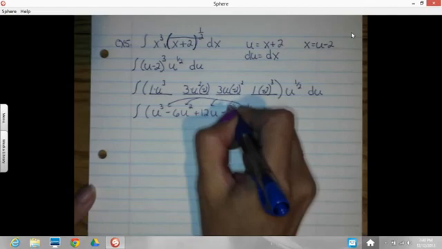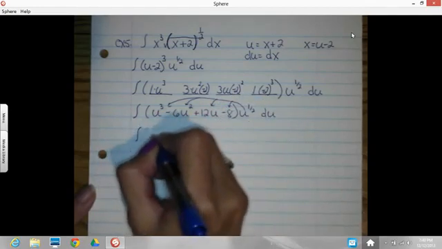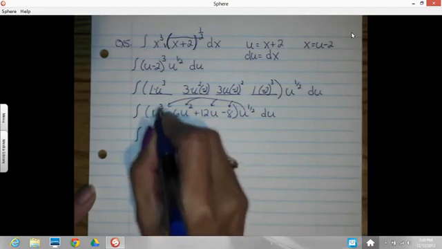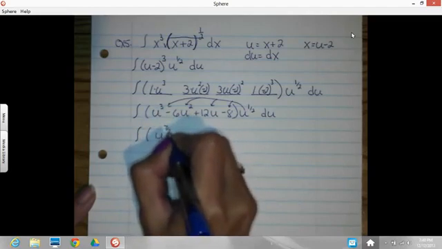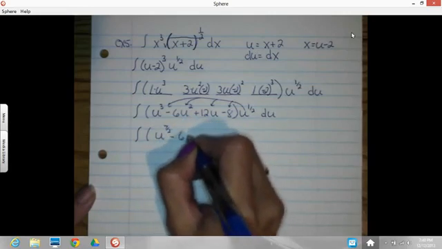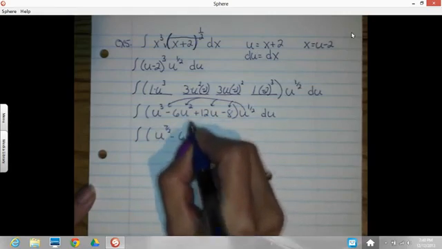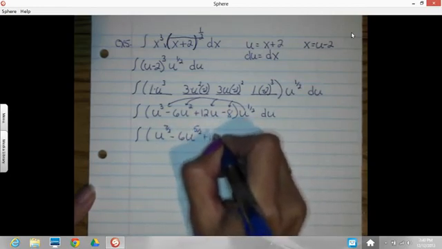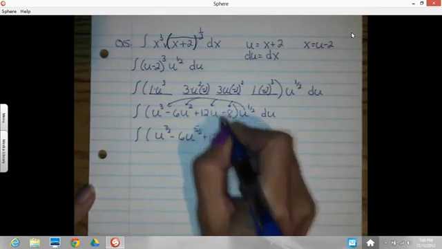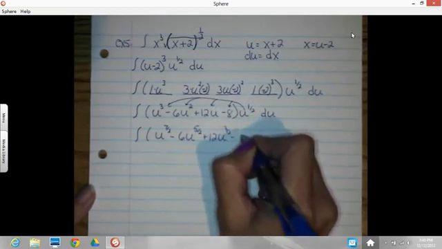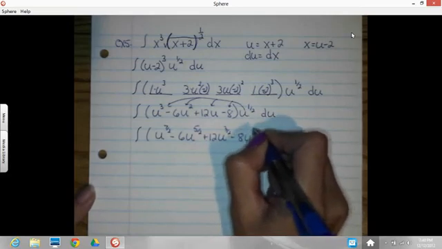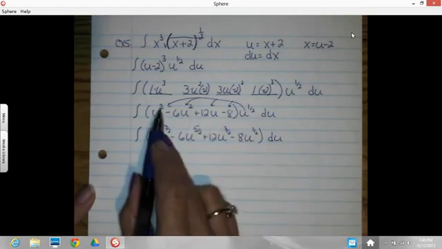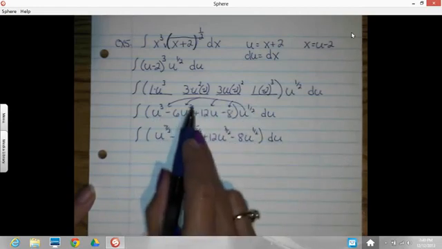So distributing, I will get u to the, let's see, that would be 7/2, minus 6u to the 5/2, plus 12u to the 3/2, minus 8u to the 1/2. So just added exponents. 3 plus a half, 7/2. 2 plus a half, 5/2. 1 plus a half, 3/2, and then 1/2.